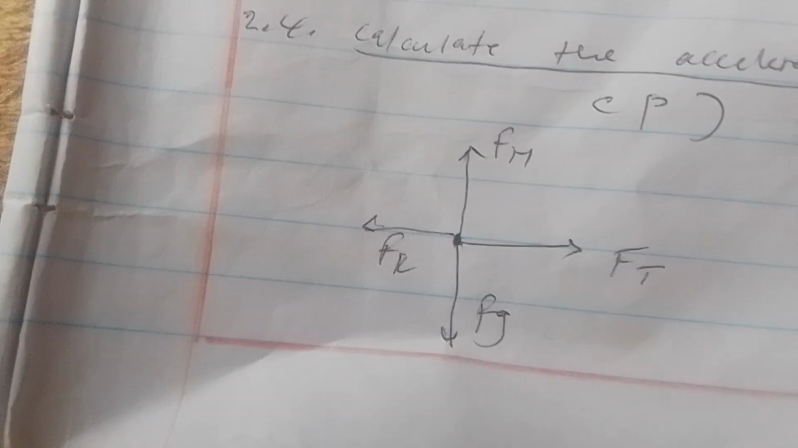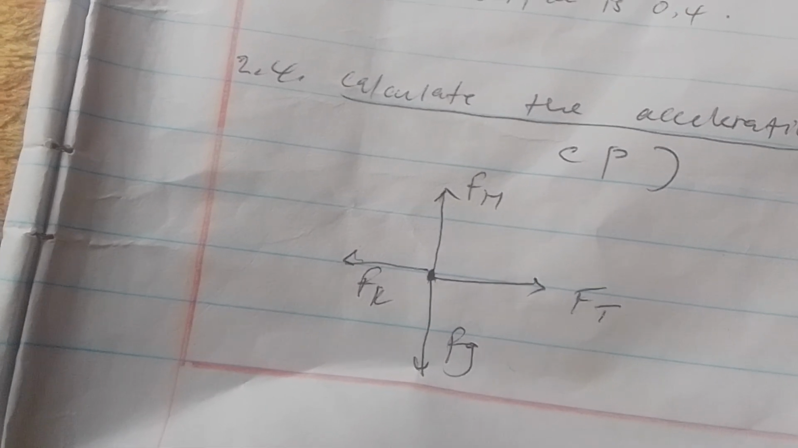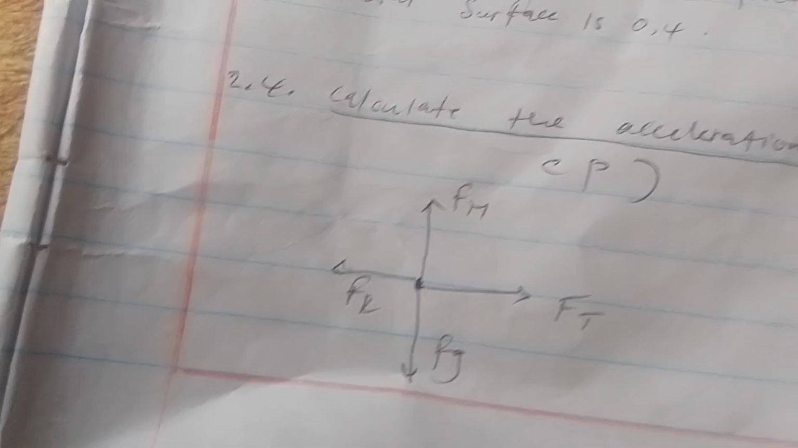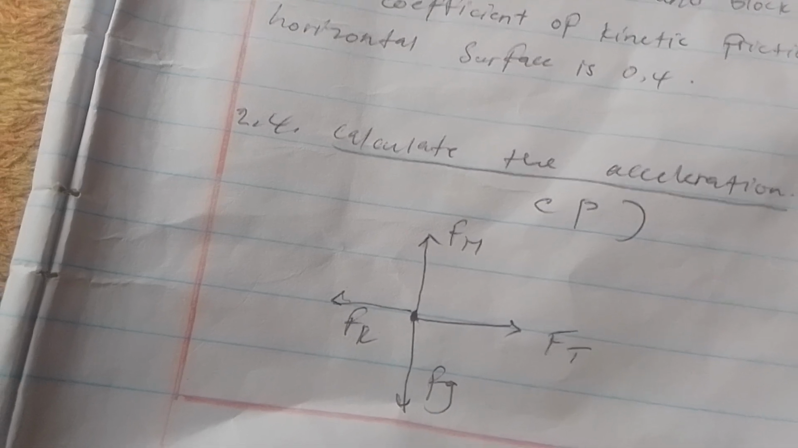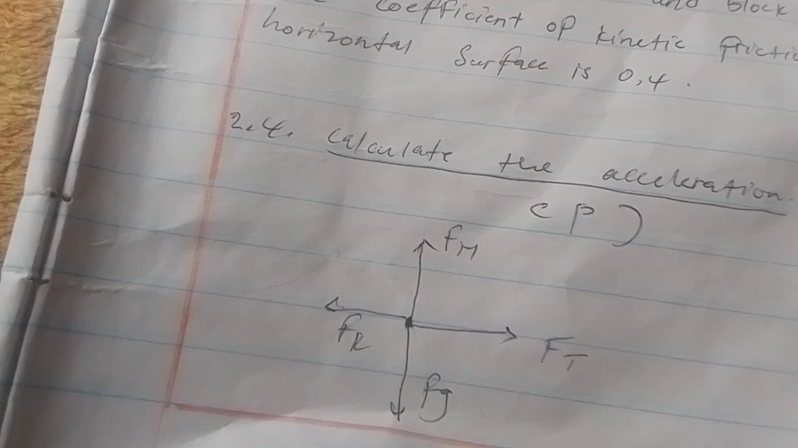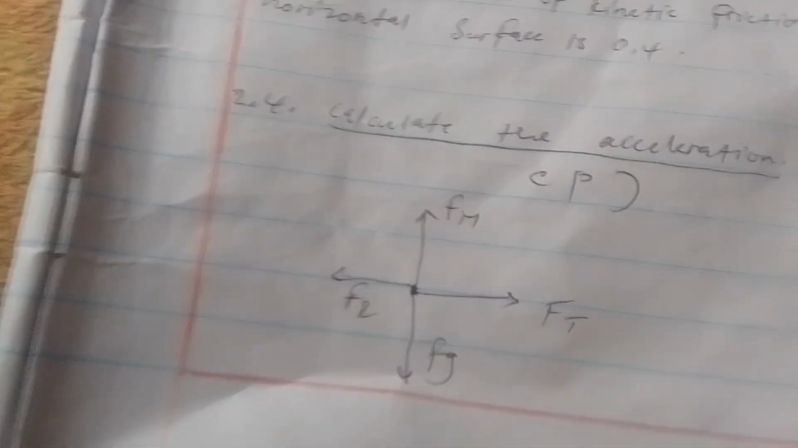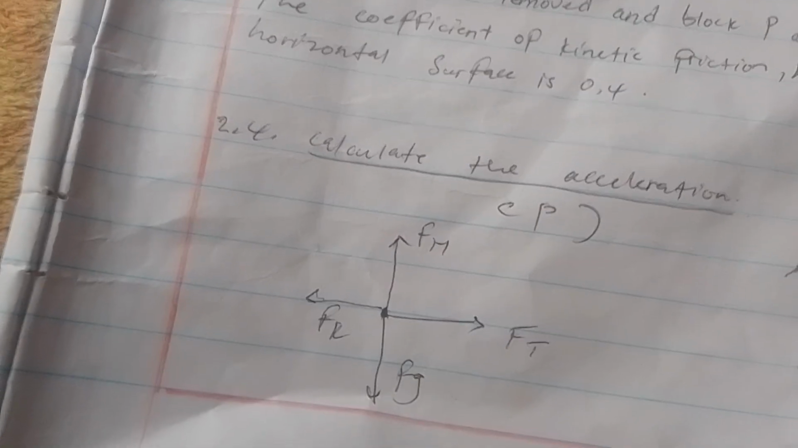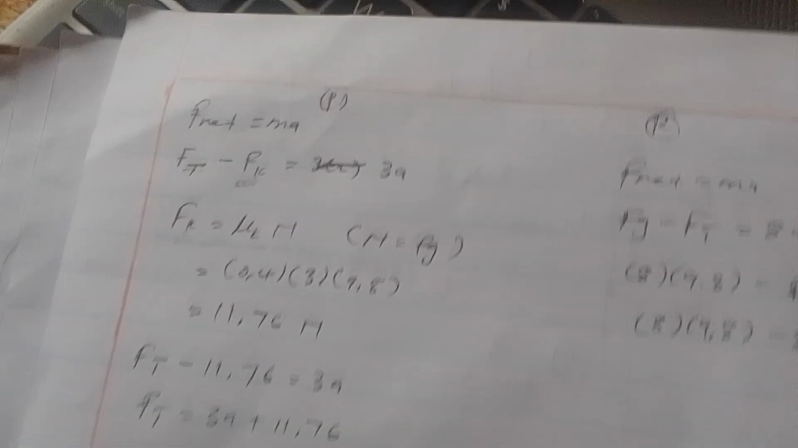Look at our free body diagram at block P. We don't have the components here. It is only the direct forces that are acting here. And don't forget that block P was on our horizontal surface. So this thing is pulled horizontally, not vertically. It means vertically, our acceleration is 0.